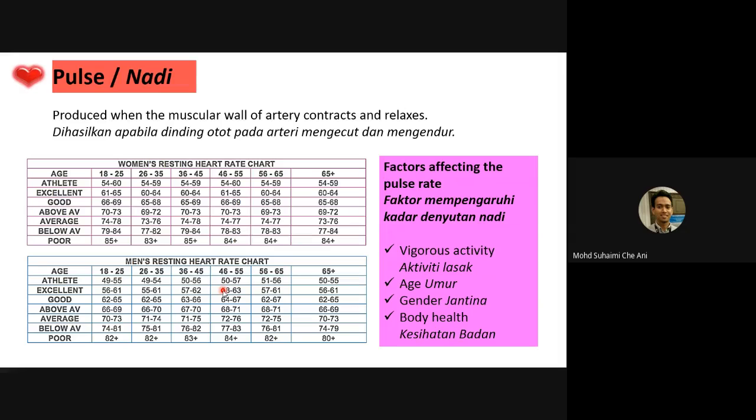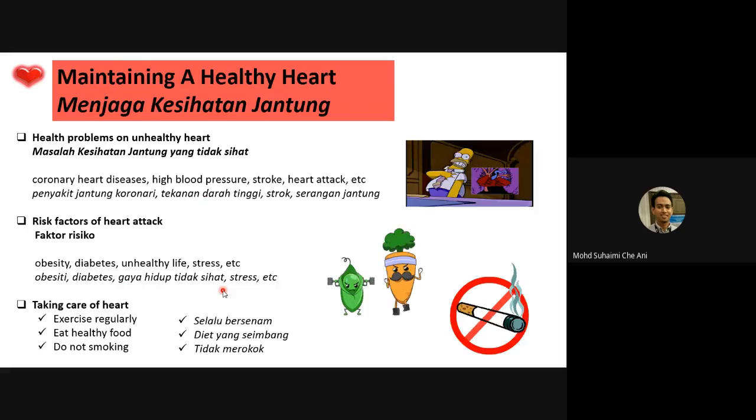So why do we learn about the blood circulatory system? Because this is an important part. We need to maintain our health condition, to maintain a healthy heart. There are many diseases related to heart problems, for example coronary heart disease, high blood pressure, stroke, heart attack. Do you know any disease related to heart problems you can add? Anyone want to add?